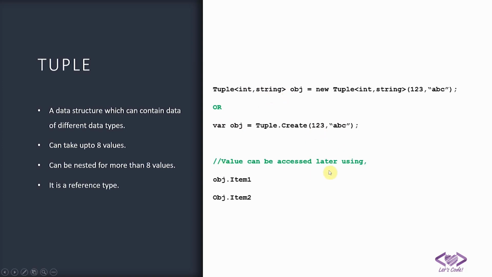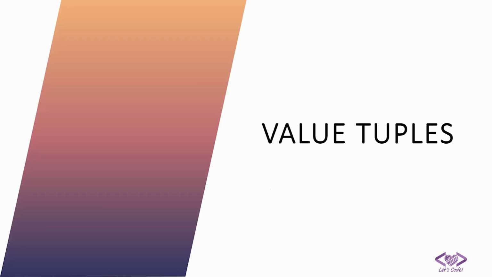And if you want to use these values later in the code, you can always use the object dot item1, item2. So if you are having more than 2, you will get the options like obj dot item3, item4 and so on. So as I said, it can take up to 8 values. So if you need more than 8 values, there is an option wherein you can nest different tuples and you can make it more than 8 values. But one thing which you need to keep in mind, it's a reference type. So because of which it was having a performance issue, and then Microsoft has introduced value tuples.